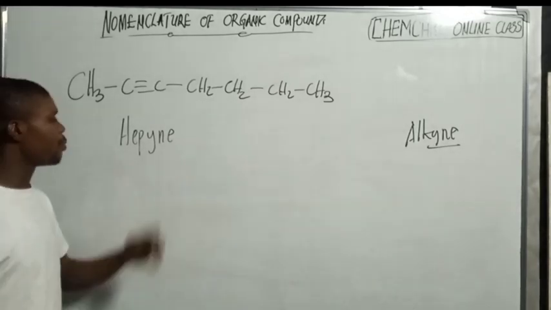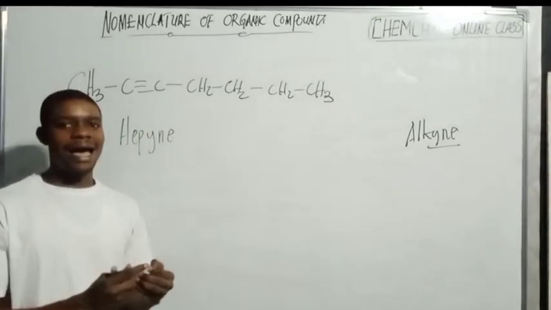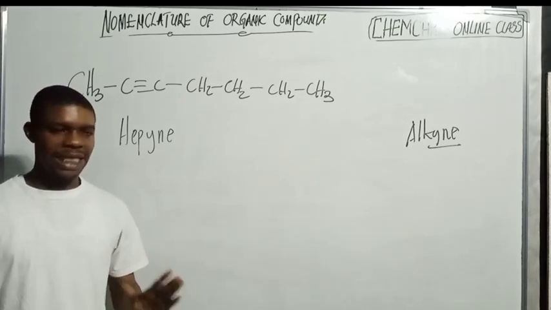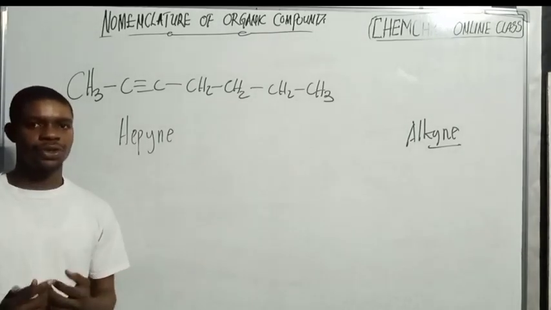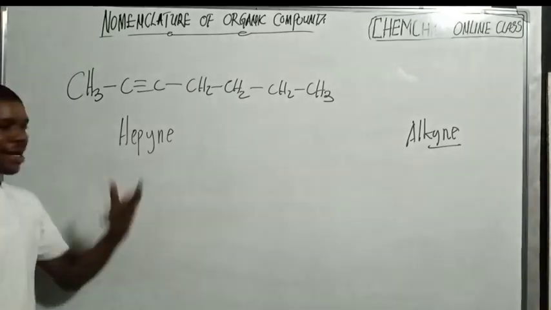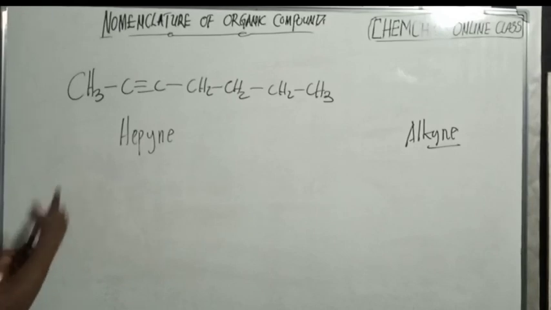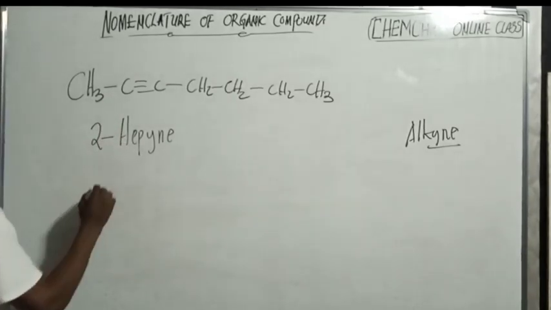But what is the position of the triple bond here? Now, what you want to understand here is that alkyne is the same thing as the alkene in terms of nomenclature. There is no difference. The only thing here is YNE and the triple bond. So it also follows the same pattern as that of the alkene. So what happened to the alkene also happens to the alkyne. So here we have 1, 2, so it's going to be 2-heptyne.